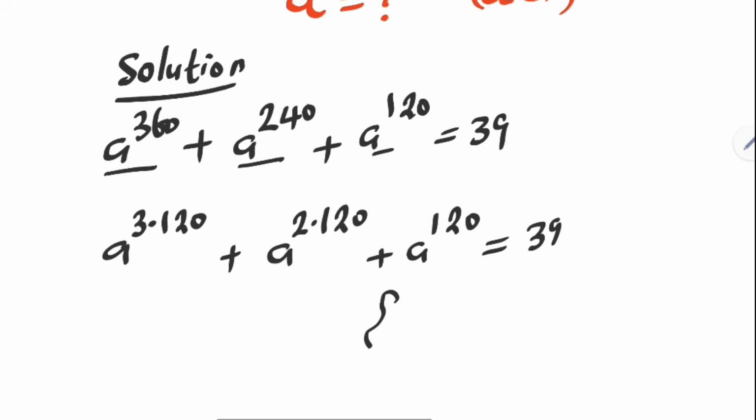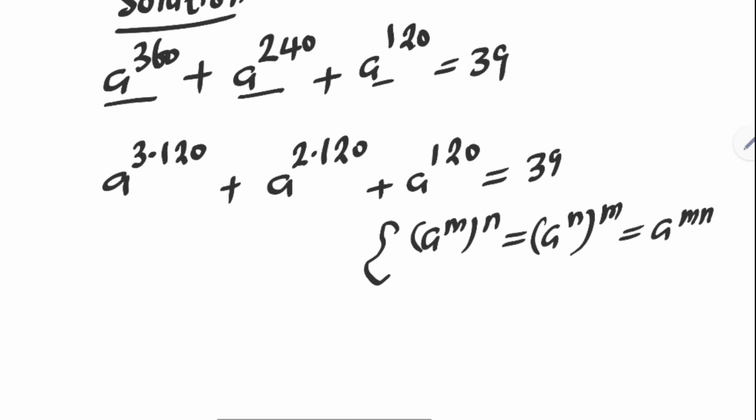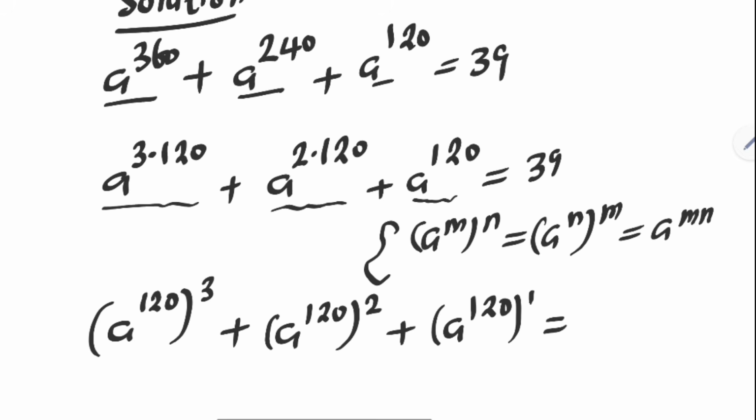If you have a raised to power m to the power of n is equal to a raised to power n to the power of m is equal to a raised to power mn, then this can be written as a raised to power 120 to the power of 3, plus this can be written as a raised to power 120 to the power of 2, plus this can be written as a raised to power 120 to the power of 1 is equal to 39.